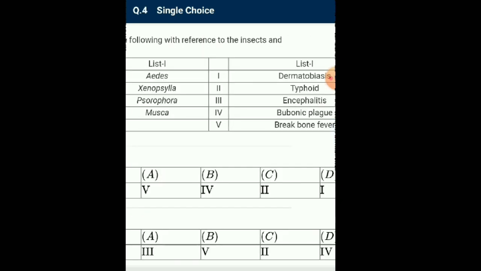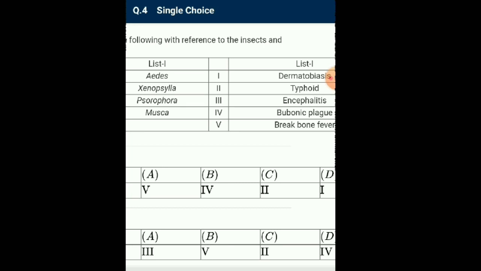Question number 4. Match the following with reference to the insect and diseases. See the first one, mosquito. While you are talking about mosquito, Aedes aegypti acts as the vector for dengue virus, which causes dengue fever or breakbone fever. It is characterized by high fever, headache, and pain in muscles and joints.